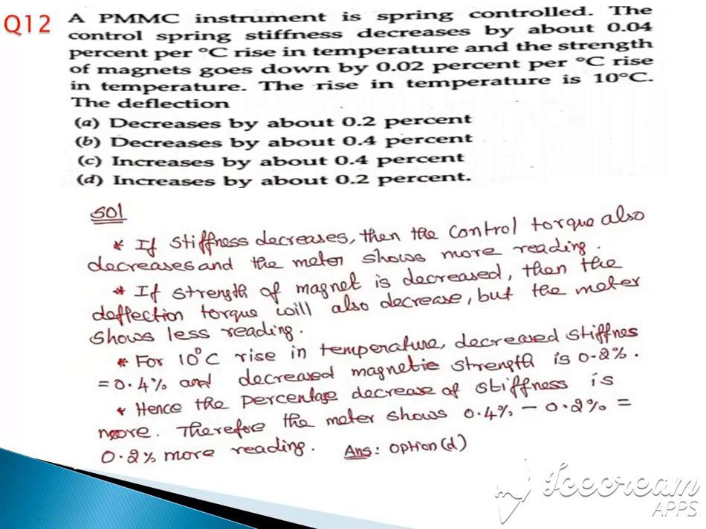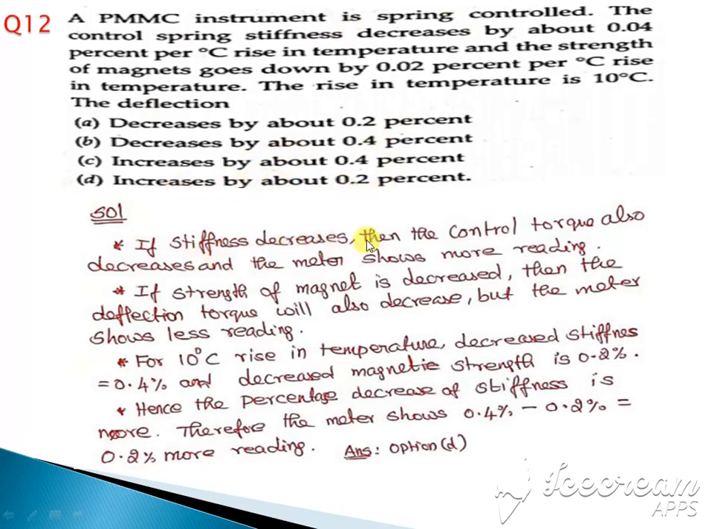12th question. A PMMC instrument is spring controlled. The spring stiffness decreases by about 0.004% per degree centigrade rise in temperature, and the strength of the magnet goes down by 0.02% per degree centigrade rise in temperature. The rise in temperature is 10 degrees centigrade. The deflection decreases by about 0.2%, decreases by about 0.4, increases by 0.4, or increases by 0.2.